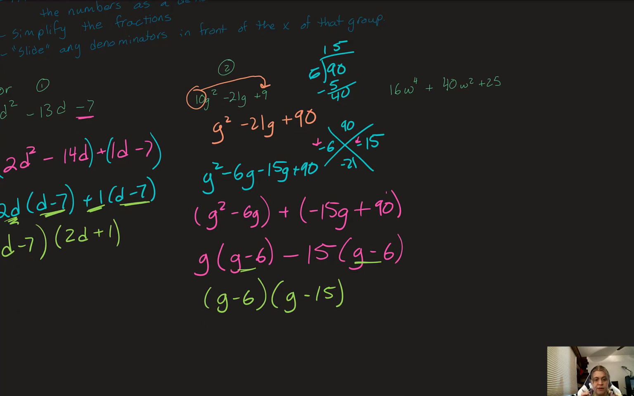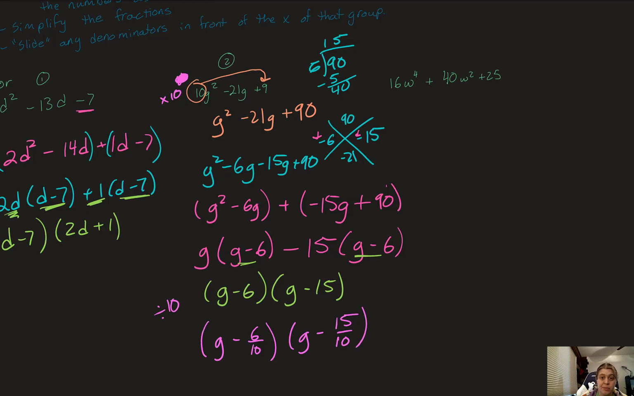All right, so this is it, and people like to get up and walk away from this point, but you can't. You have to finish the slip and slide. We've done the slip, we've done the factoring, and now we need to do the finishing part. Way back at the beginning, I multiplied by 10, so now I need to divide by 10. This is going to give me (g minus 6) over 10 and (g minus 15) over 10.